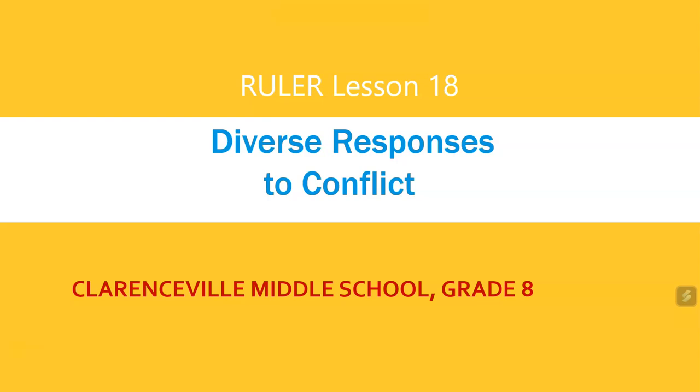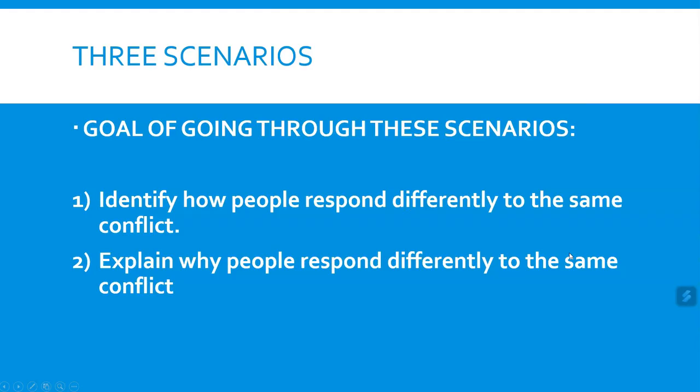So it's going to be a team effort today for Ruler Lesson 18 as we look at diverse responses to conflict. And what we're going to do, we're going to look at 3 scenarios and go through each of those to look at how people respond to conflict differently. And here's the goal of all 3. Number 1, identify how people respond differently to the same conflict. And number 2, explain why people respond differently to the same conflict. So identification is one thing, but then we're going to go a little bit deeper and explain why.